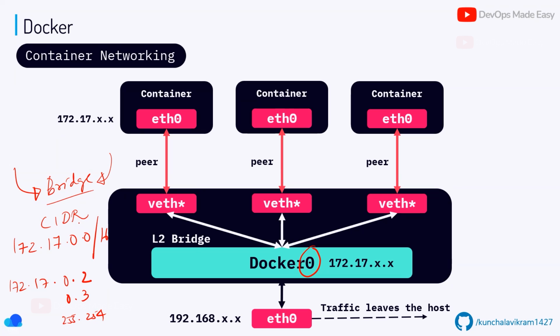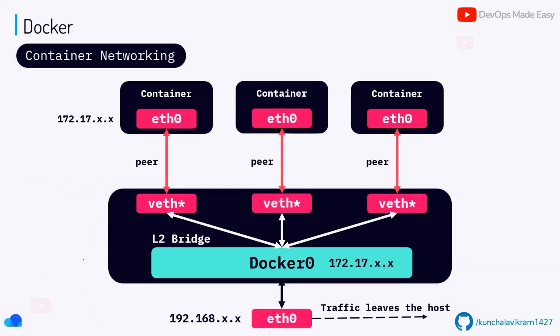And if I create another bridge network, then that custom bridge network will get the CIDR 170.18, the next will get 170.19. And of course, you can also configure this, or let Docker decide the range by itself. You can do that as well.